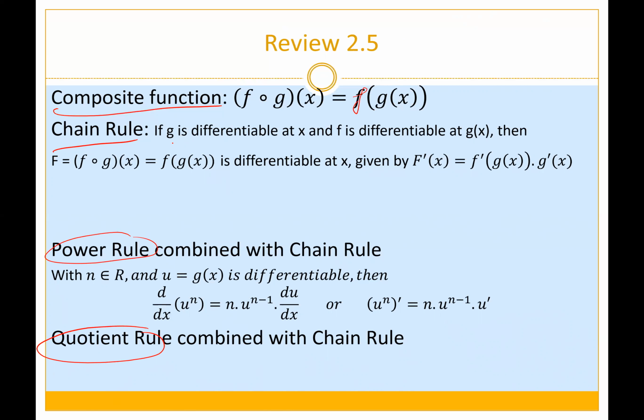The chain rule says that if g is differentiable at x and f is differentiable at g of x, then the composite function f of g of x is differentiable at x, where f is the outer function of g of x, and the derivative of that function is f prime of g of x multiplied by g prime of x. This is very important. I think it looks kind of confusing because it introduces way too many notations, but as long as you go into the examples, you can see it's very simple. Then you have the power rule combined with the chain rule. I think I have a note here for the chain rule.